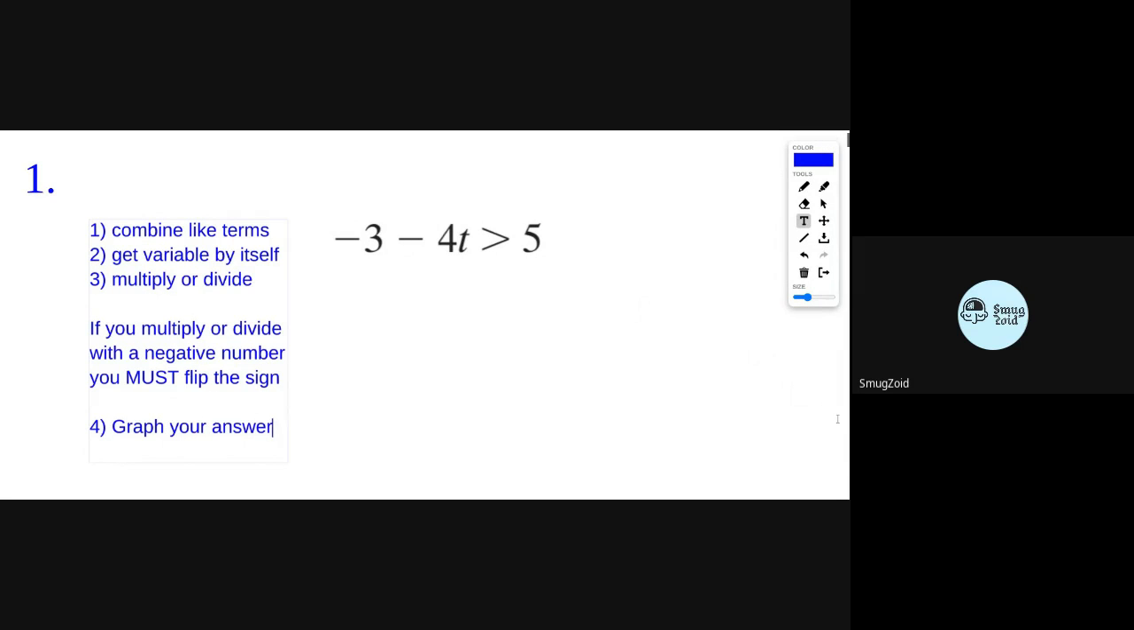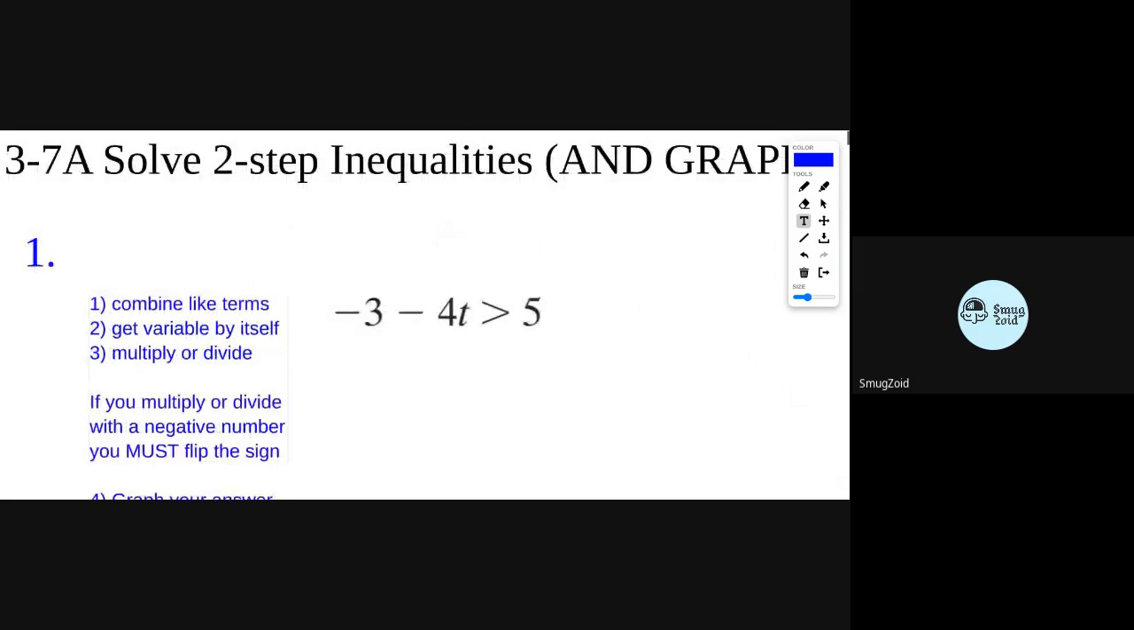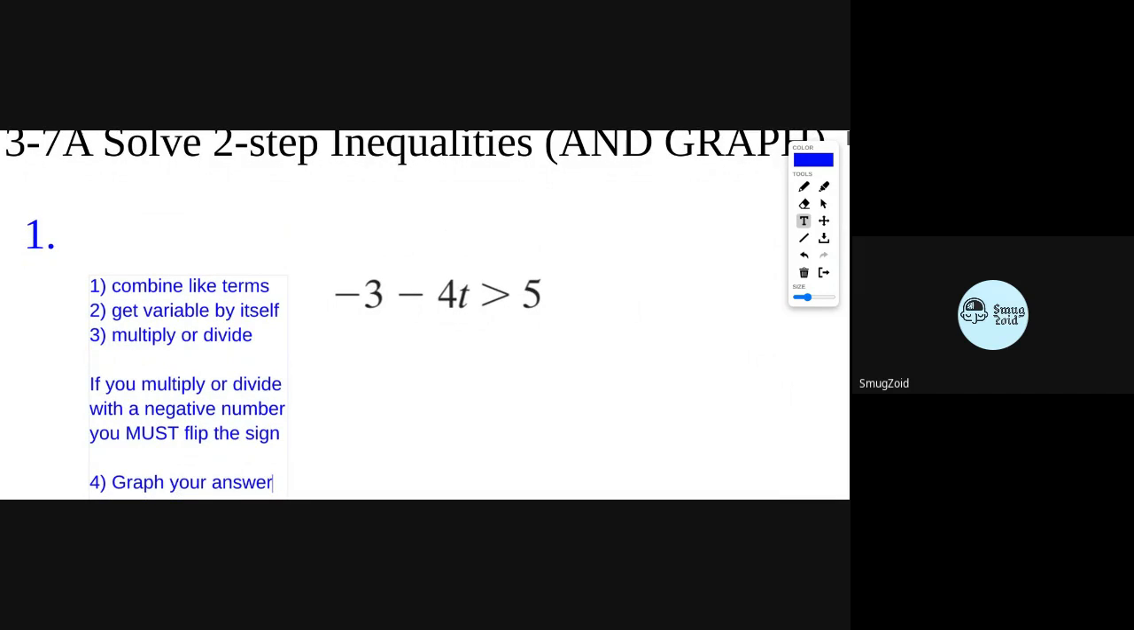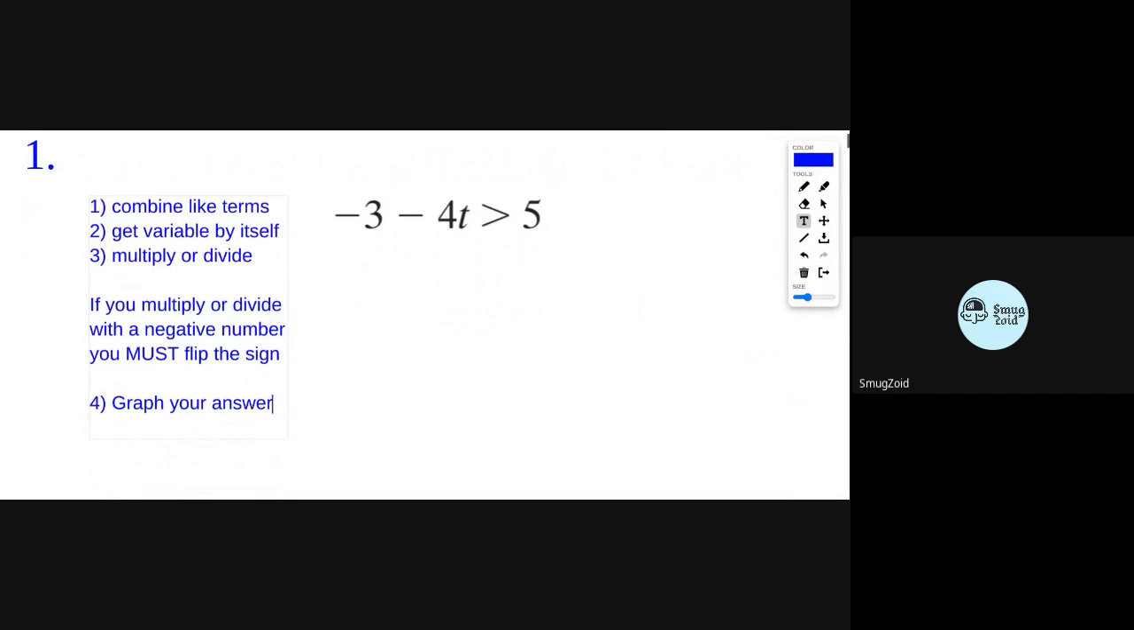Okay, here we go. These are the problems we have here. It's 3-7A, two-step inequalities, right? There's a list of things we have to do, and we should do them in order every time. Number one, combine like terms, if there are like terms. If there are not like terms, then the next step is to get the variable by itself.